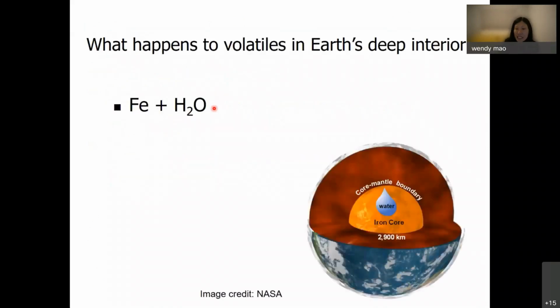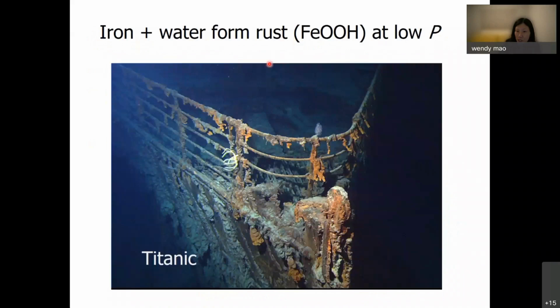And so let's take the case of what happens when you mix iron and water at high pressures and temperatures. At low pressure on the Earth's surface, iron and water react to form hydrated iron oxides and iron oxyhydroxides like goethite, FeOOH. But what about at higher pressure-temperature conditions in the Earth's mantle?